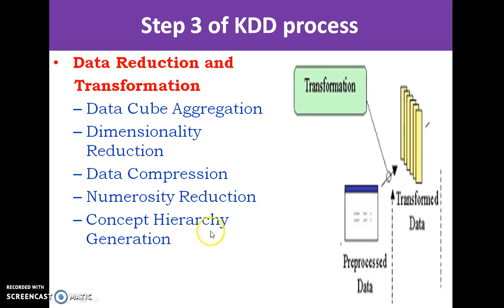And finally, concept hierarchy generation. If any attribute, not only numerical or categorical, consists of a large number of distinct values, by generating the concept hierarchy, we can convert it into a small number of values. So the main aim of all these 5 steps is reducing or transforming the data into a form suitable for the next task.